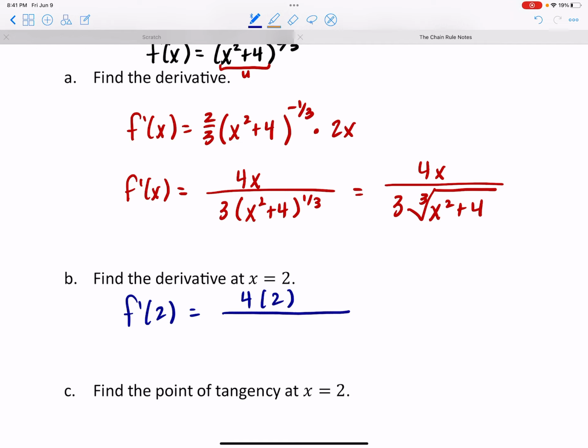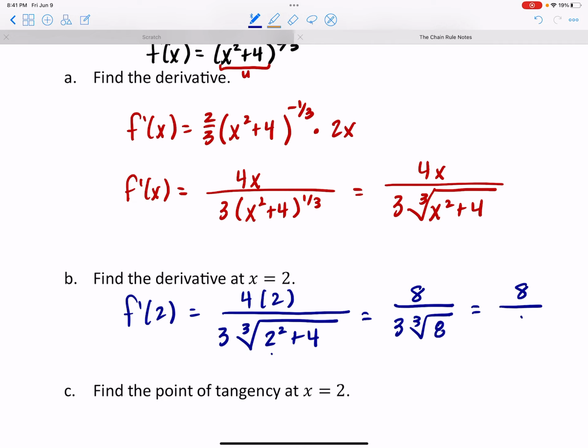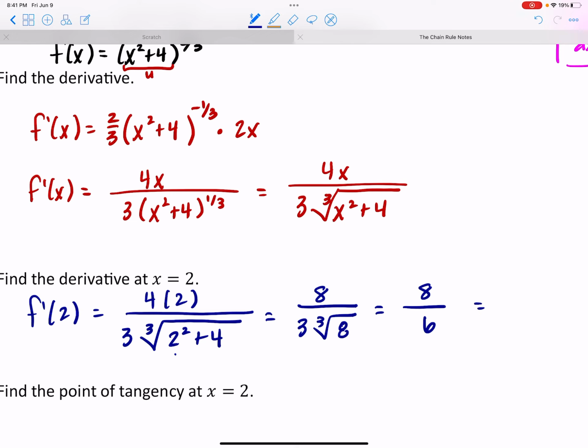So 4 times 2 in the top, and 3 times the cube root of 2 squared plus 4 in the bottom. So 4 times 2 is 8 in the top. This is going to be 3 times the cube root of 2 squared is 4. 4 plus 4 is going to be 8 in that cube root. And the cube root of 8 is 2. So this becomes 3 times 2, which is 6 in the bottom. And then that reduces to 4/3.